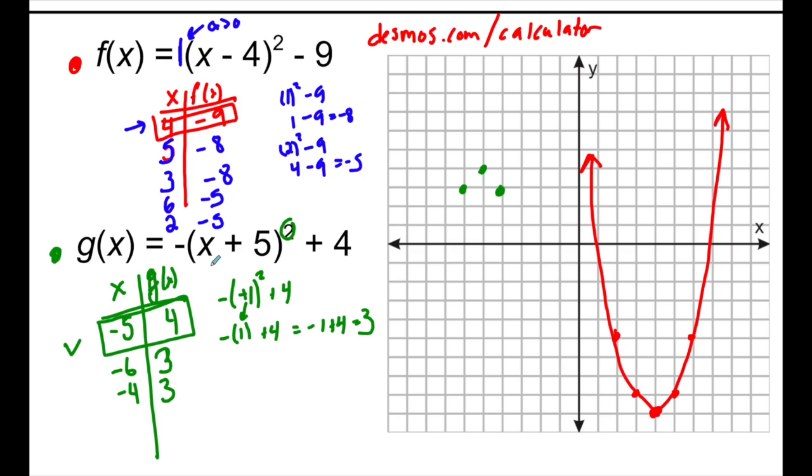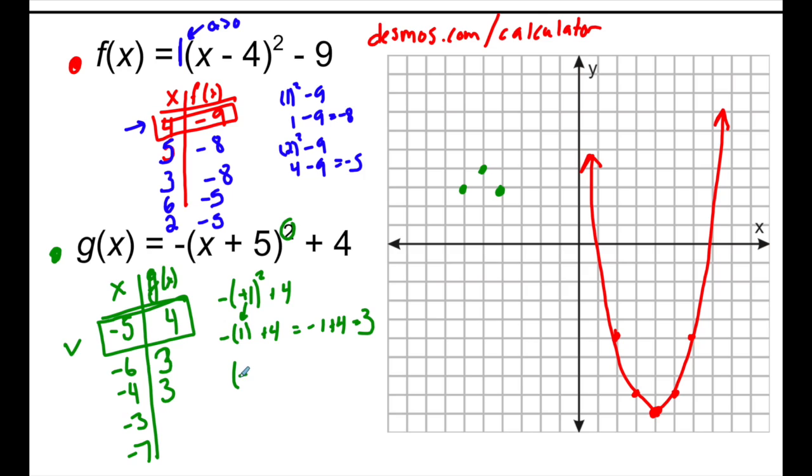So in this case, I get negative 6 plus 5 is negative 1. Negative 4 plus 5 is positive 1. Negative 1 squared and 1 squared are equal. Therefore, negative 6 and negative 4, when you plug them in, should give you the same output. Now I'm going to do negative 3 and negative 7 because those are each 2 away from negative 5. So again, they should have the same output.